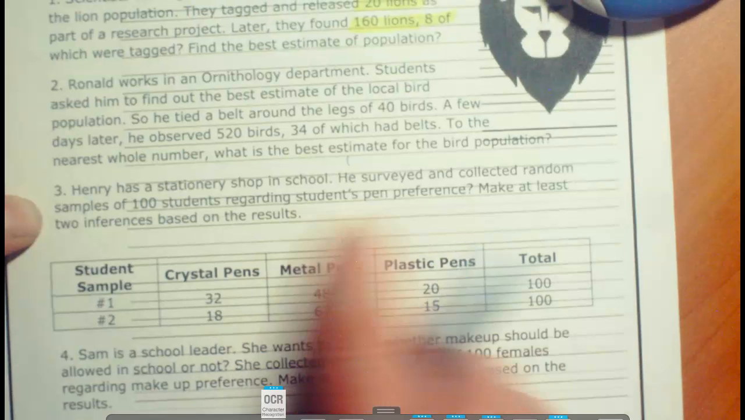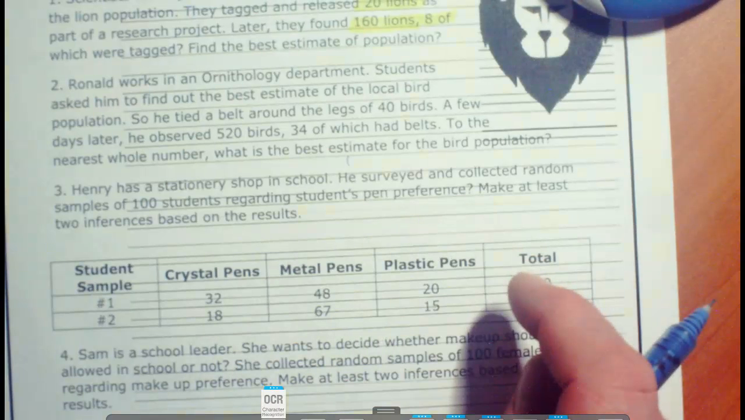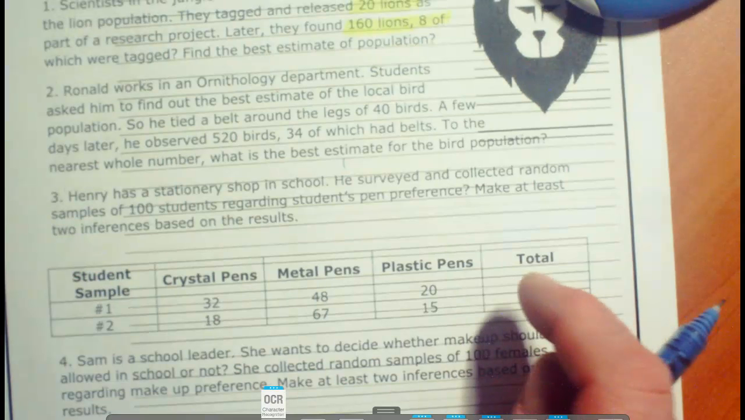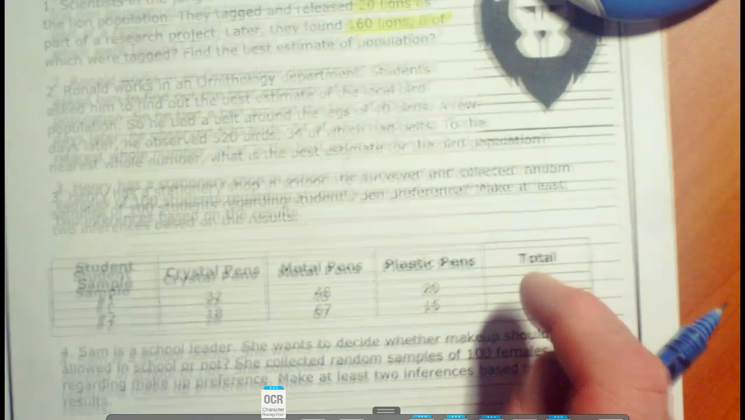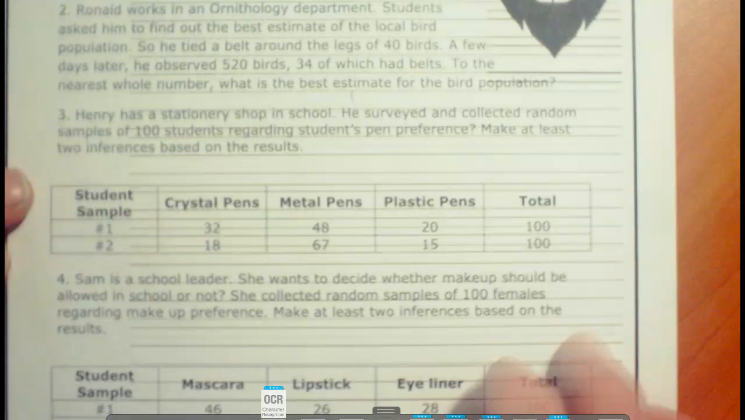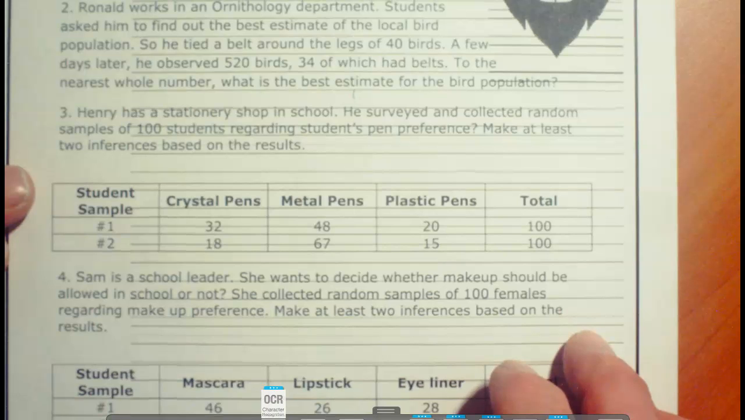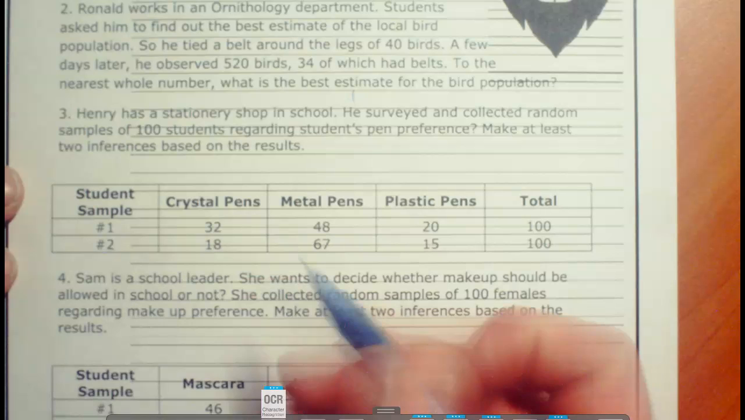Henry has a stationery shop and school. He surveyed and collected random samples of 100 students regarding the pen preference. Make at least 2 inferences. Well, an inference is going to be some sort of a prediction based upon some data. You're like a detective. And in reading, when you inference things, you read and you make good scientific type guesses off of the information that you have at hand, or you try to be as scientific as possible in that by looking at your data and making predictions.